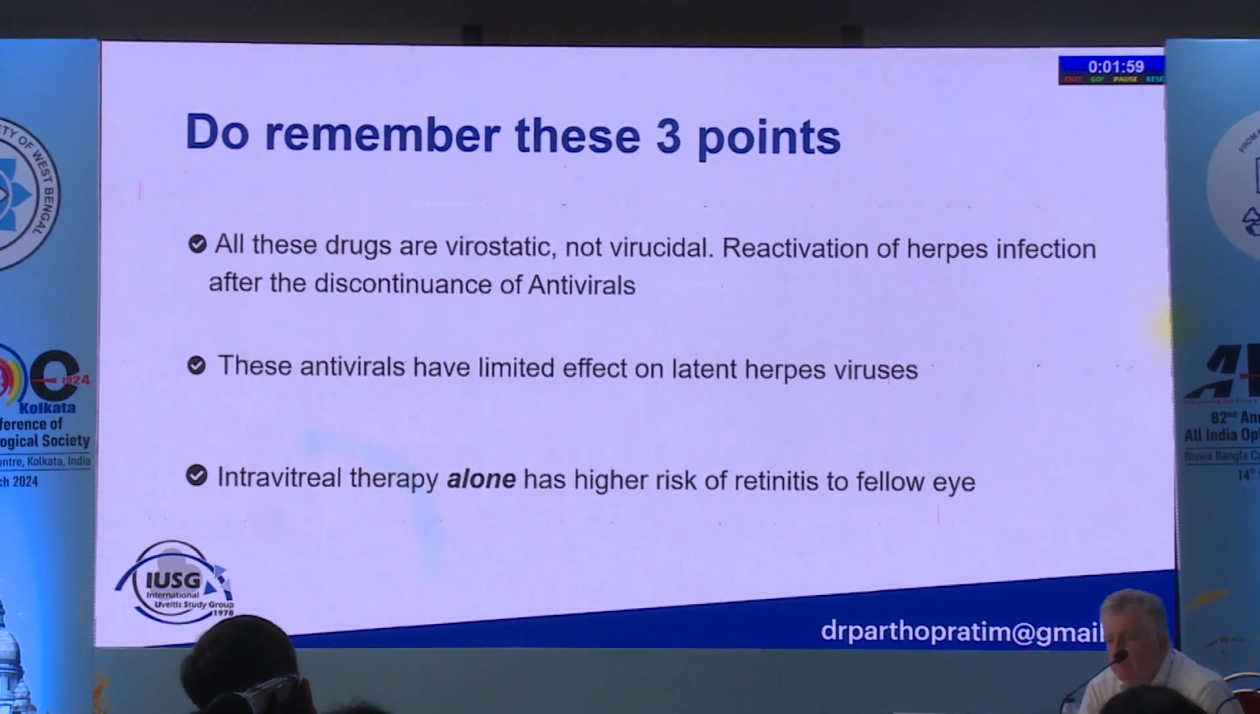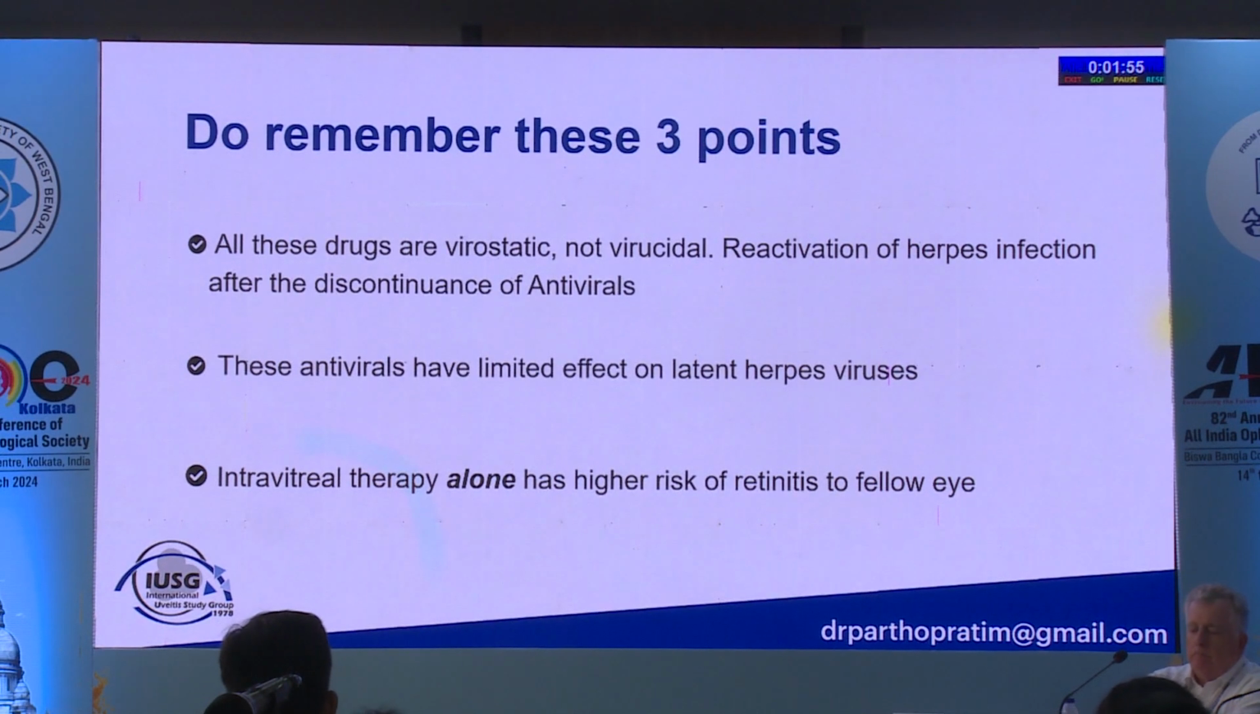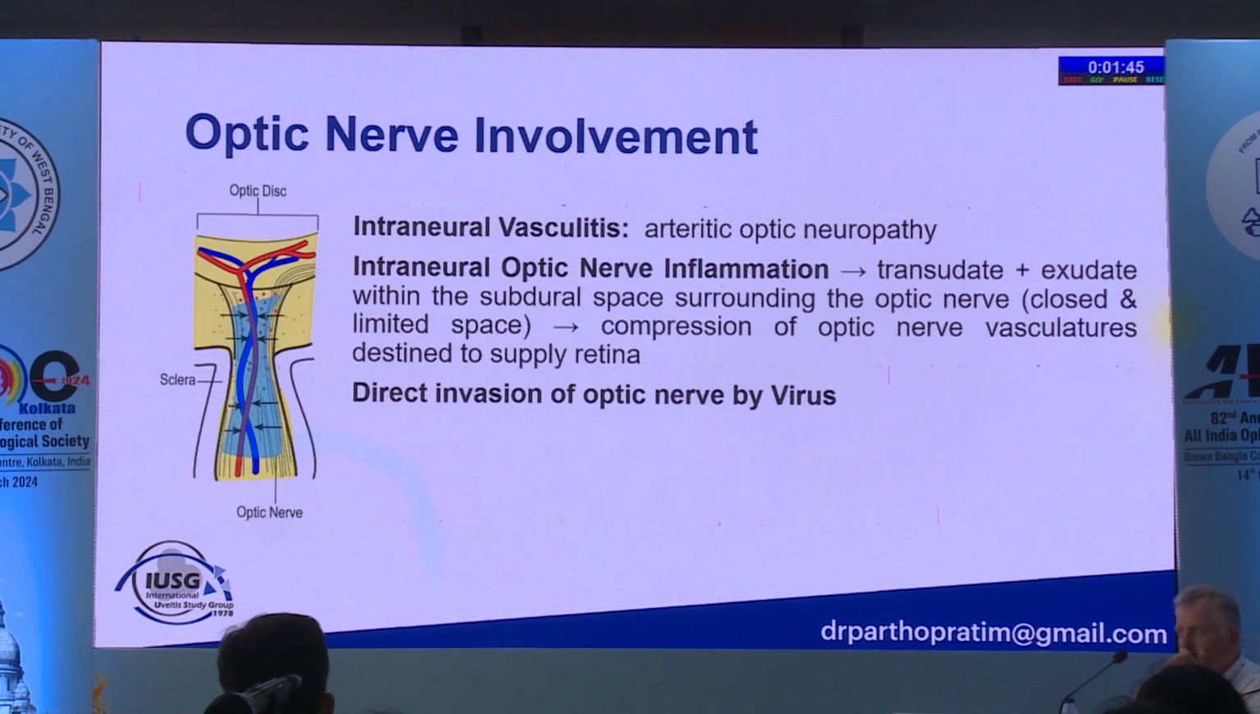The third is, don't treat posterior herpetic uveitis only with intravitreal therapy, because intravitreal therapy alone can have a higher risk of the other eye involvement. So you have to give the systemic antiviral to prevent the other eye involvement.